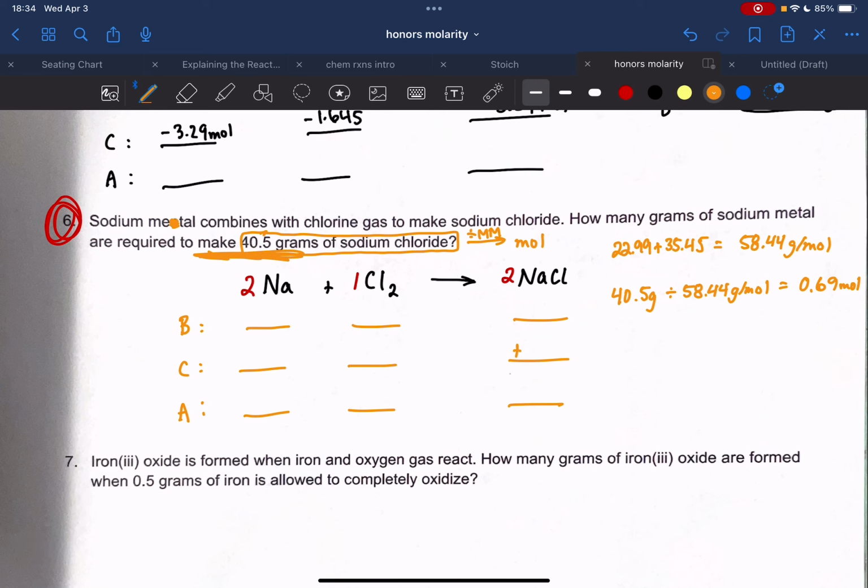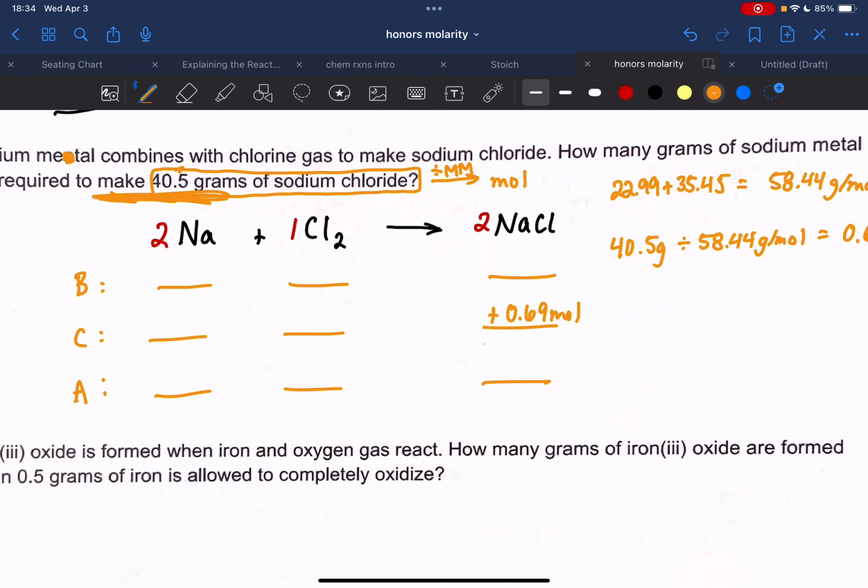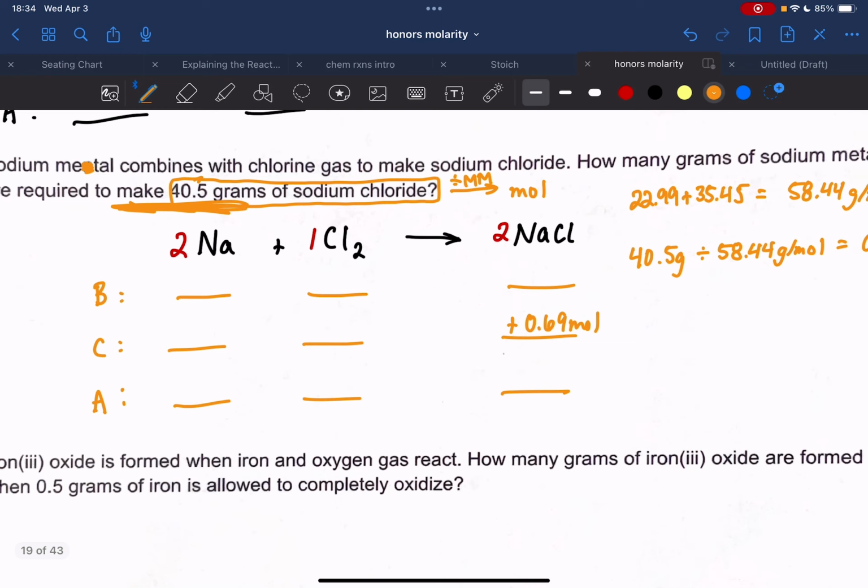So I will put plus 0.69 moles right here. And now I got to ask myself, okay, in order to make that many moles of sodium chloride, how many times do I have to do this reaction? Well, I can figure that out by dividing 0.69 divided by 2. And that tells me how many times I'm going to do this reaction. I'm dividing by 2 because that's the coefficient of 2. You don't divide by 2 every time. So 0.69 divided by 2 gets me 0.345. That is the number of moles of times I'm going to do this reaction.